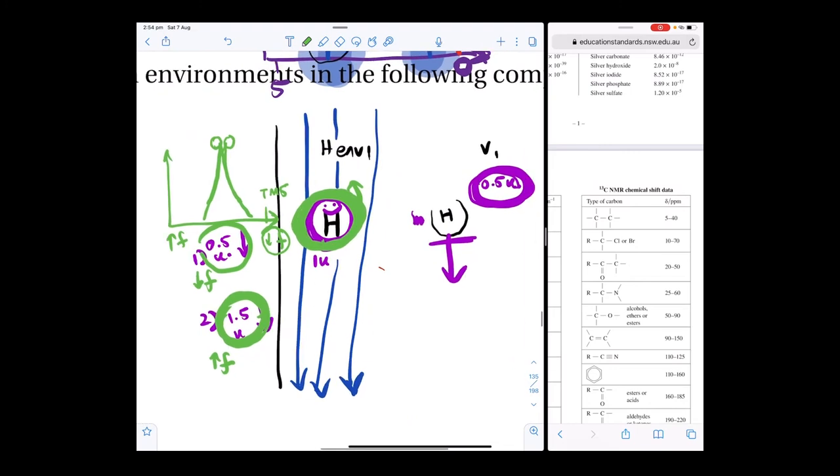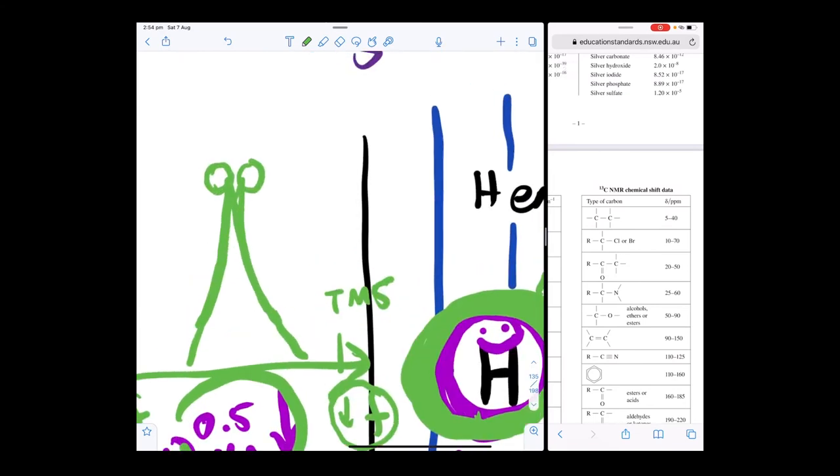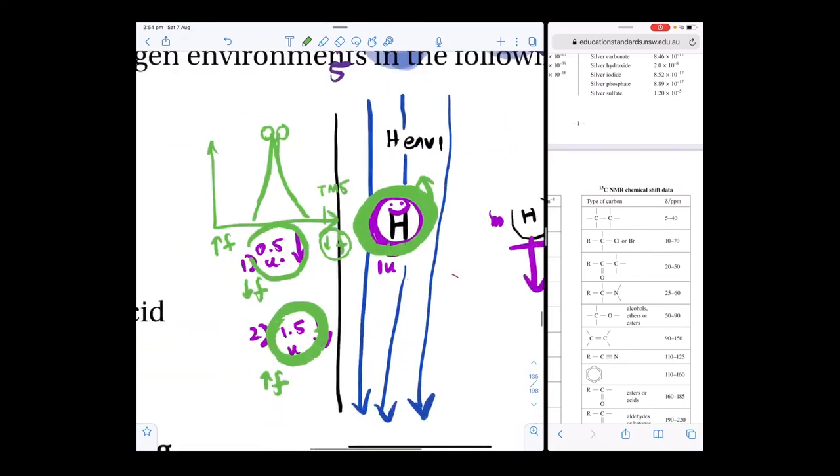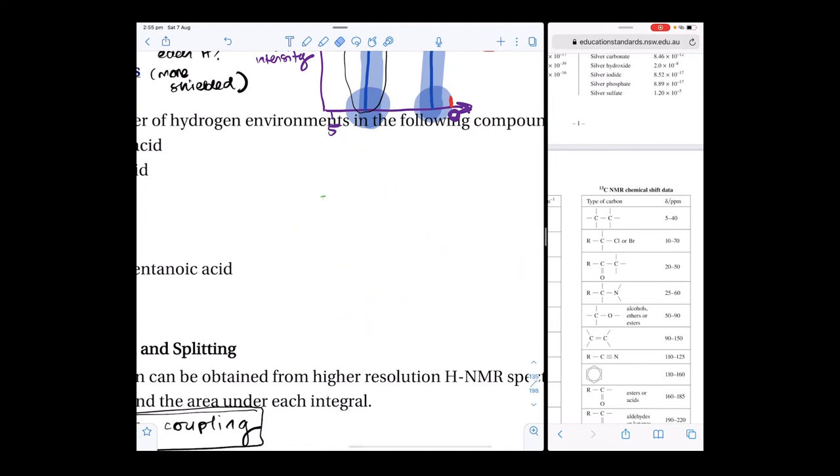So when there's one adjacent hydrogen, how many peaks did we just produce up here, everyone? What do we see? How many peaks? Two peaks. Two. And so when we have two hydrogens surrounding it, we get three peaks. With three hydrogens surrounding it, we get four peaks. And that's the pattern, so forth, so on. It follows Pascal's triangle almost.